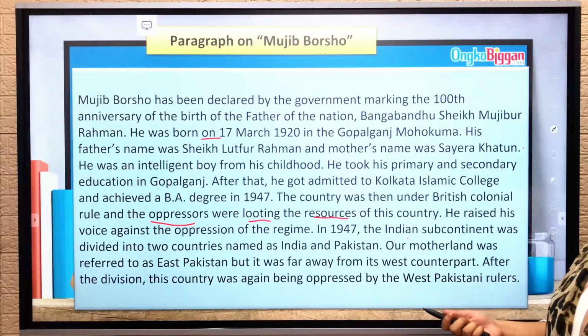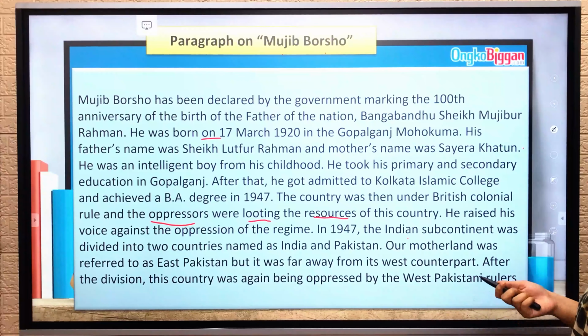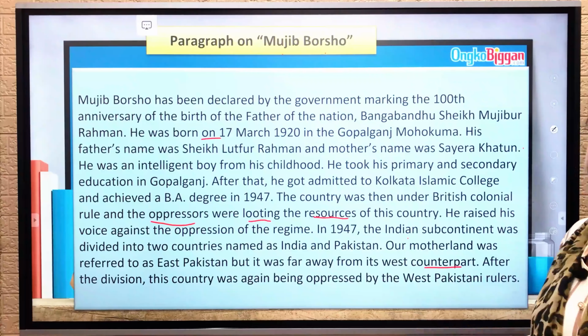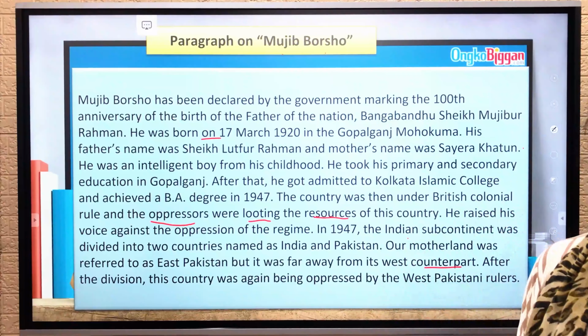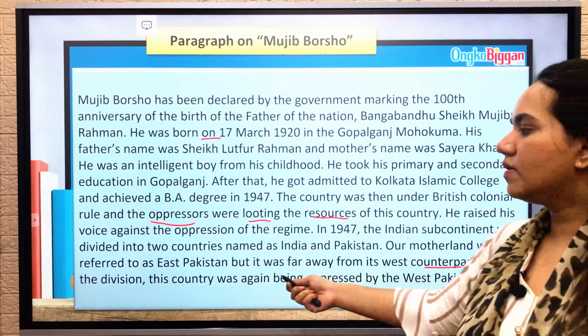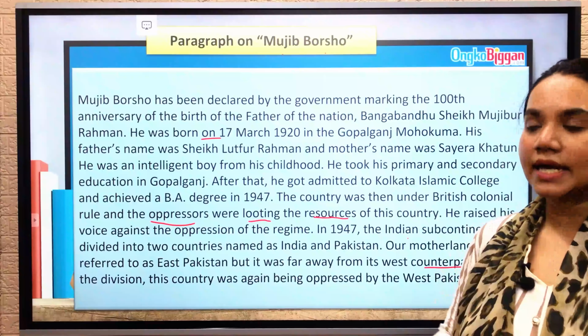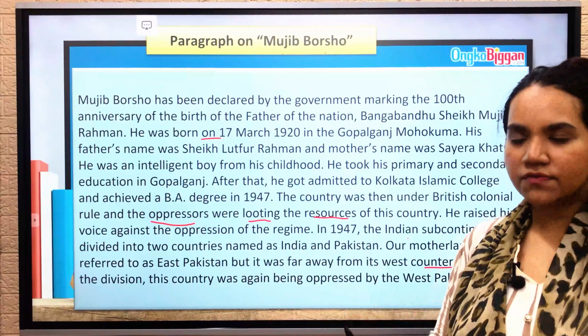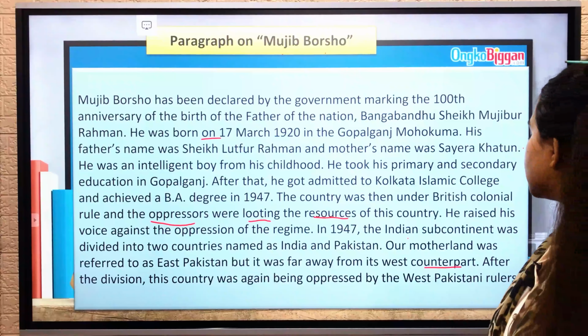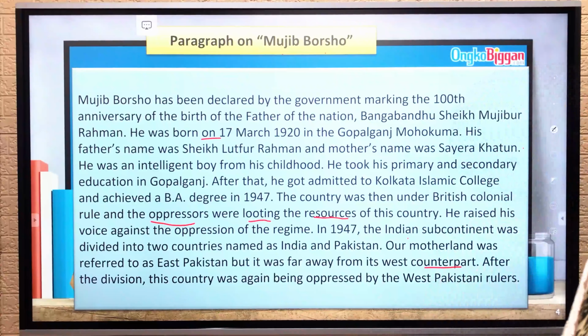Our motherland was referred to as East Pakistan, but it was far away from its west counterpart. What does the word counterpart mean? It means that it's another part, which was West Pakistan. It was actually far away from our country, East Pakistan. And in the middle, geographically, there is India, right? Okay, so this is what had happened back in those times.